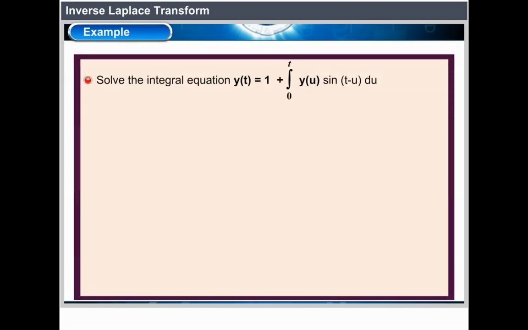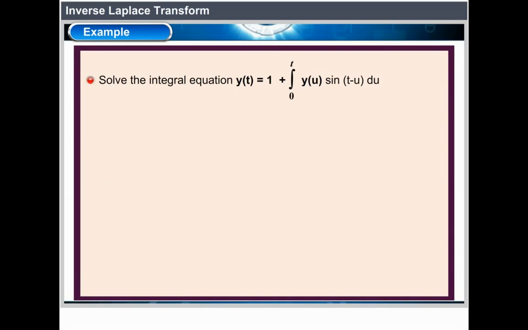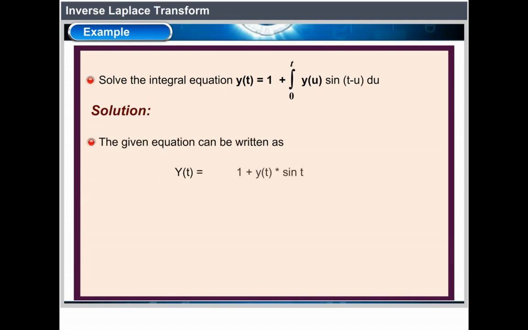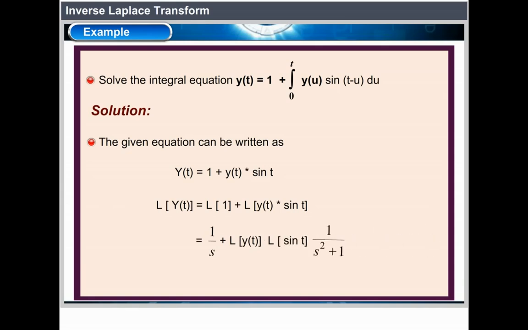Example. Solve the integral equation y(t) = 1 + ∫₀ᵗ y(u) sin(t − u) du. Solution. The given equation can be written as y(t) = 1 + y(t) * sin t. Taking the Laplace transform, L[y(t)] = L[1] + L[y(t)] L[sin t] = 1/s + L[y(t)] · 1/(s² + 1).